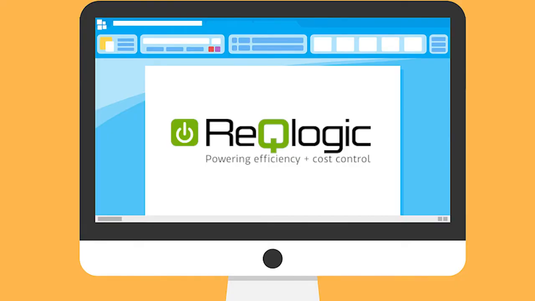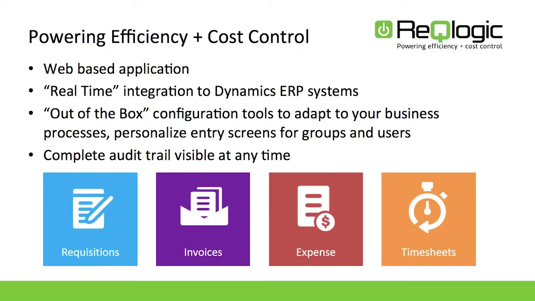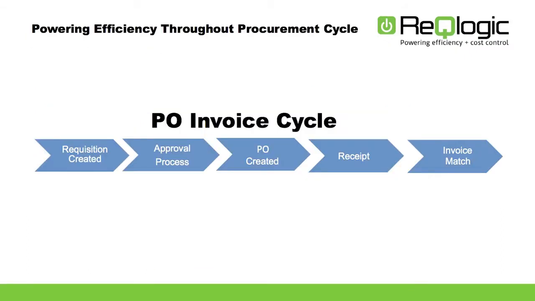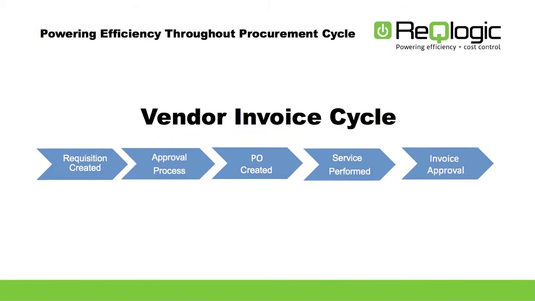So we're here to show you how you can overcome those obstacles by moving from a manual paper-based system to an automated procurement system. ReQlogic is an attractive option due to its accuracy, efficiency, and cost-cutting advantages. ReQlogic offers several modules that all work together to automate and track the complete procurement cycle, all the way from request to payment in one location.